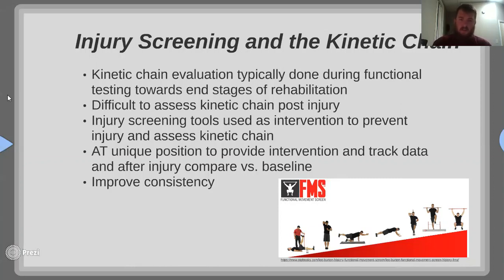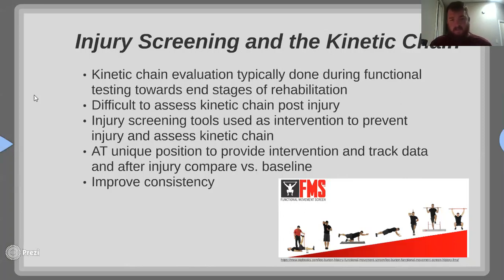Kinetic chain evaluation is typically done, for me at least, during functional testing towards the end stages of rehab, or maybe acutely if they're limping, those types of things. And it's difficult to assess kinetic chain injury post-injury, especially if you have a patient who, let's say, just tore their ACL, they're not moving that well. Looking at a kinetic chain is going to be difficult to begin with.